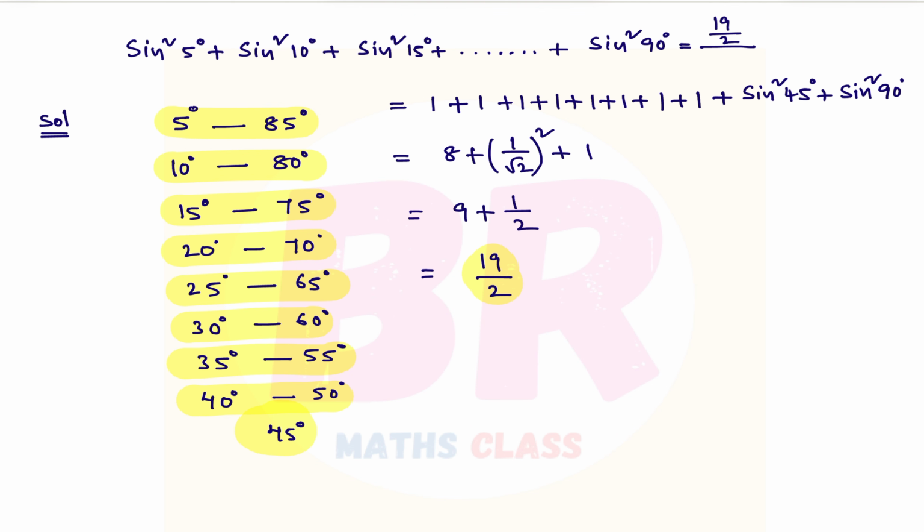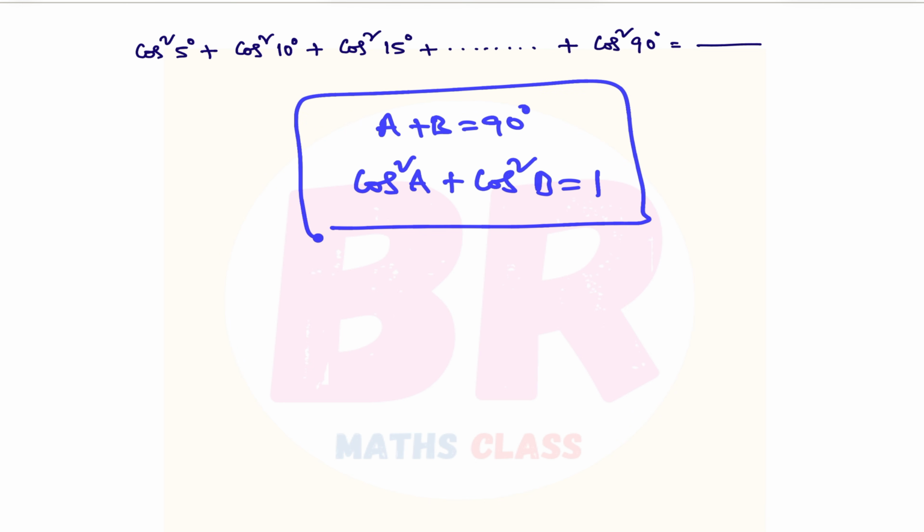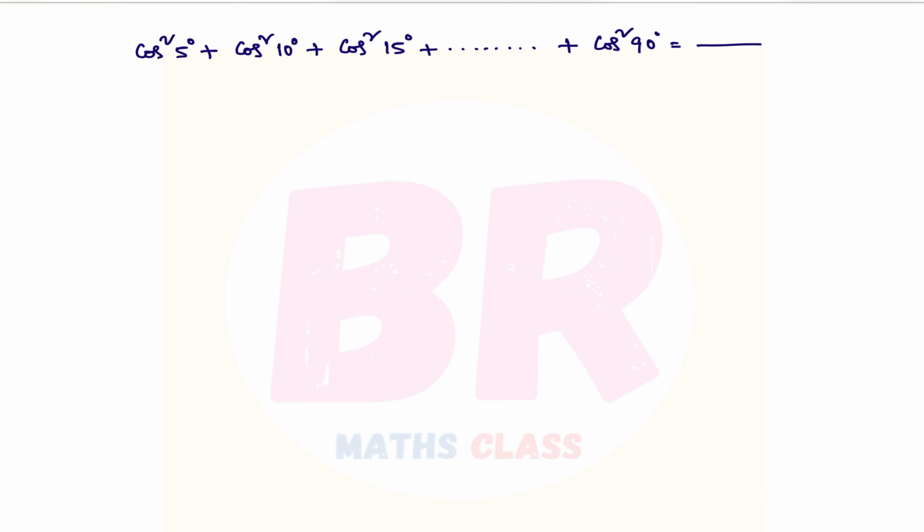I hope you understand this solution. You see this problem, this is similar to the earlier problem. The only thing you need to know is that when a plus b is 90 degrees, then cos square a plus cos square b equals 1. If you know this shortcut, you can do this problem. I want you to try this on your own.